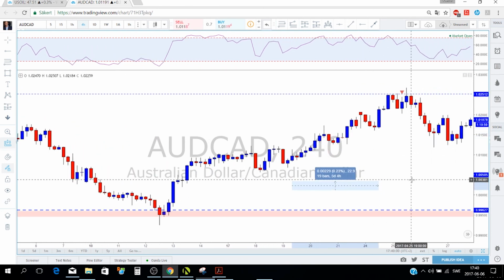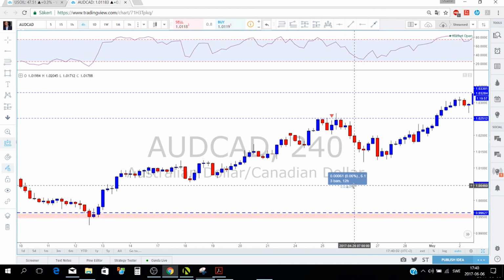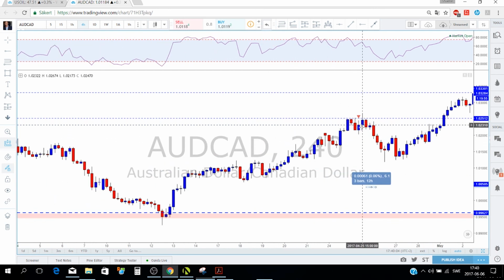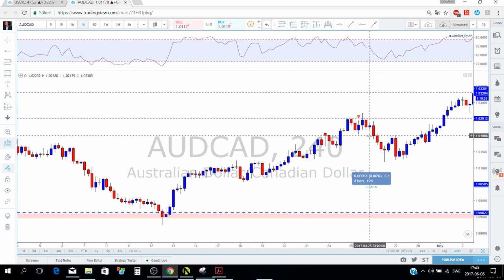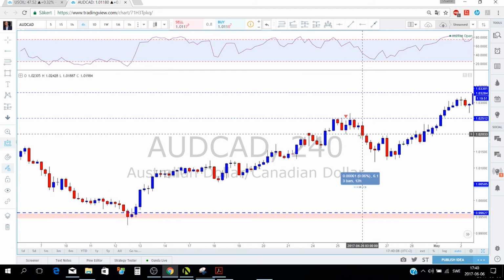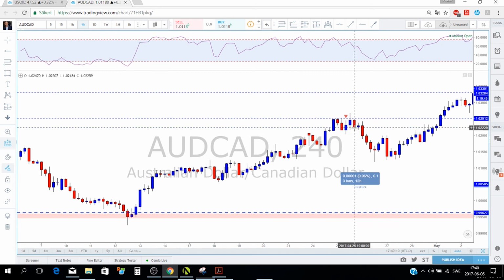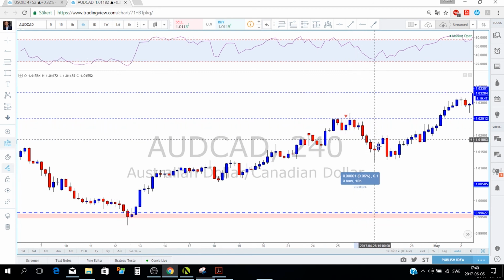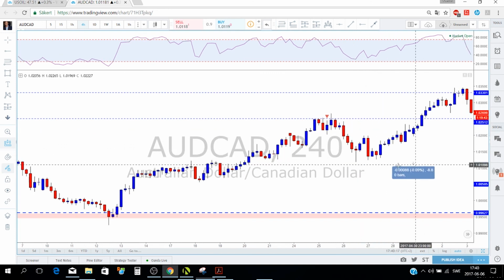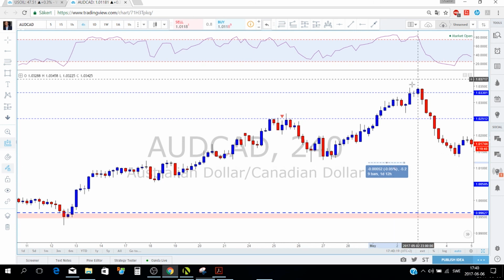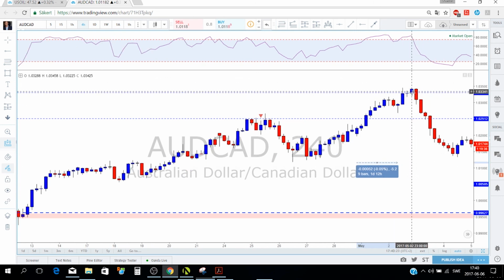Let's see here if we got something. Well, we got this star here, but it wasn't as powerful as the ones before, and we had a close below, and we did a very good move to the downside. Here once again a Doji Star, followed by another Doji Evening Star, two of them.